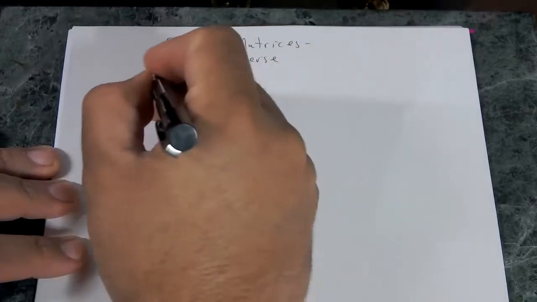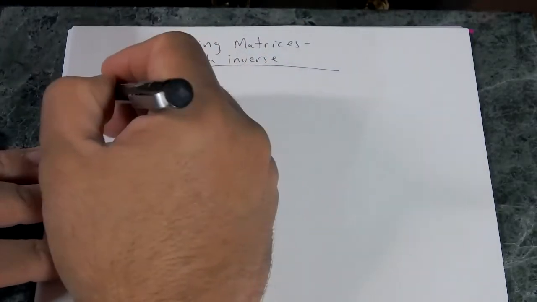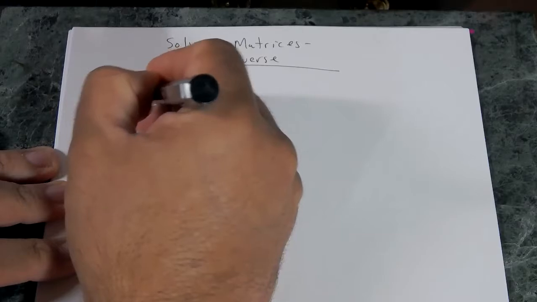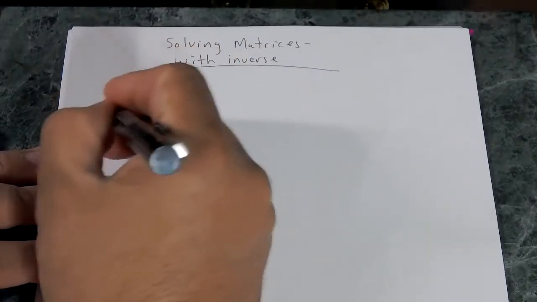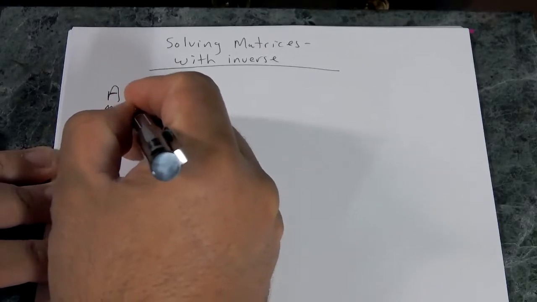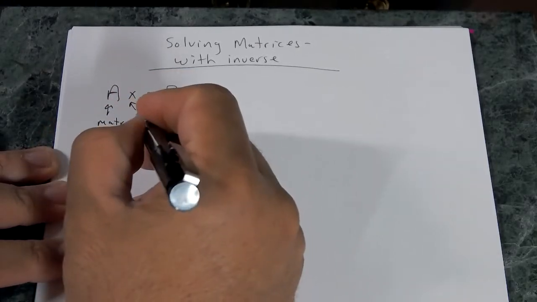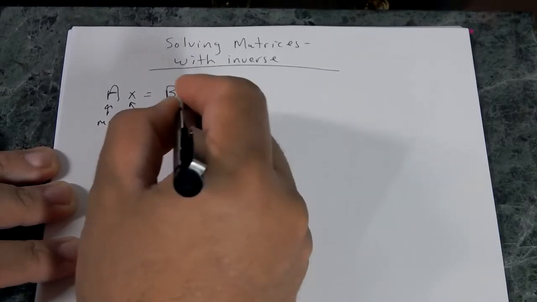Okay, so let's say the technical formula is this. You have something AX equals B, and all of these are matrices. This is a matrix. This is the matrix that we're looking for. Here's another matrix.